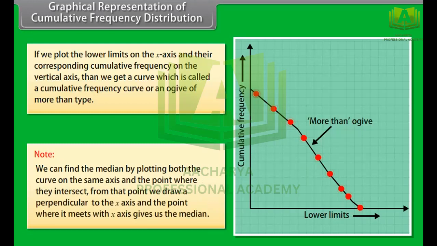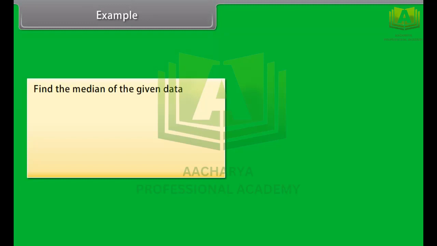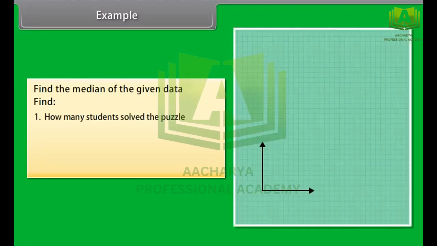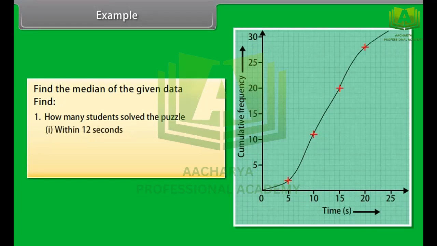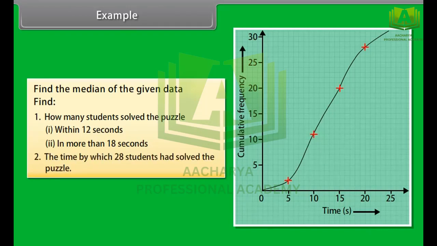Note: we can find the median by plotting both the curves on the same axis and finding the point where they intersect. From that point, we draw a perpendicular to the x-axis, and the point where it meets the x-axis gives us the median. Example: find the median of the given data. Find 1. How many students solved the puzzle within 12 seconds, in more than 18 seconds. 2. The time by which 28 students had solved the puzzle.